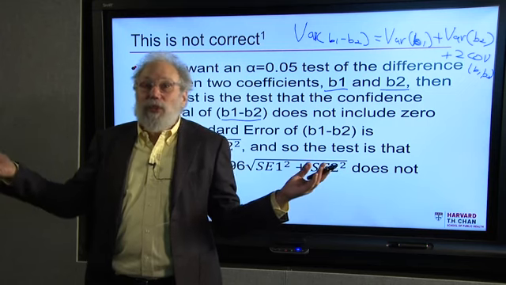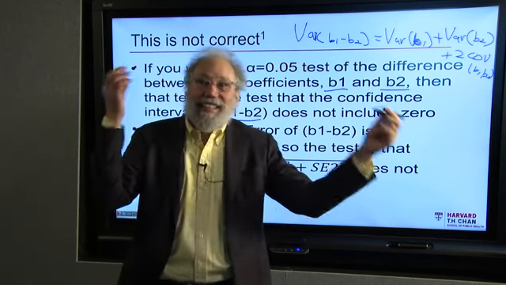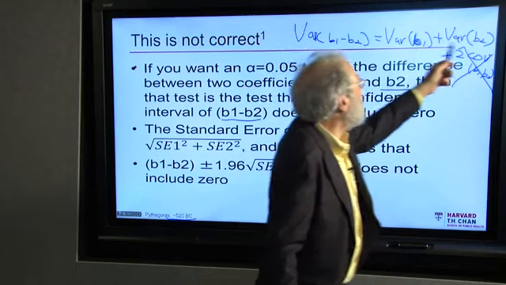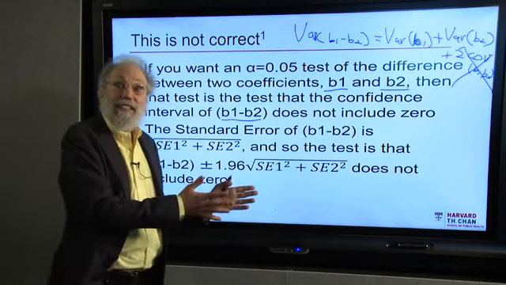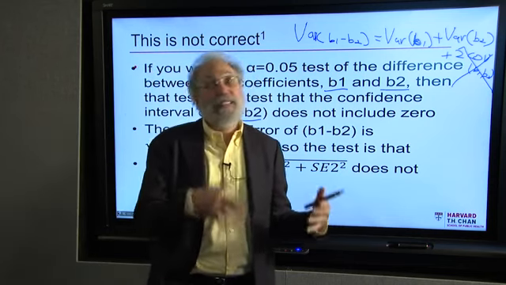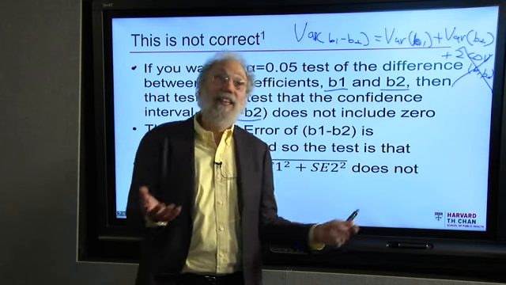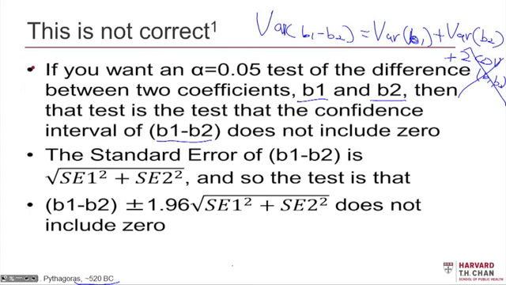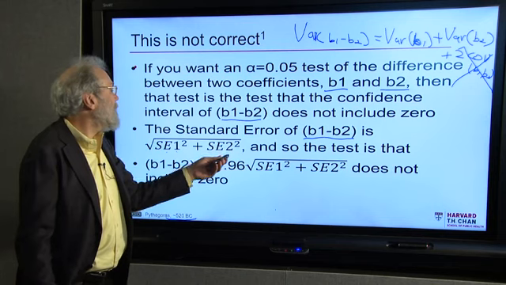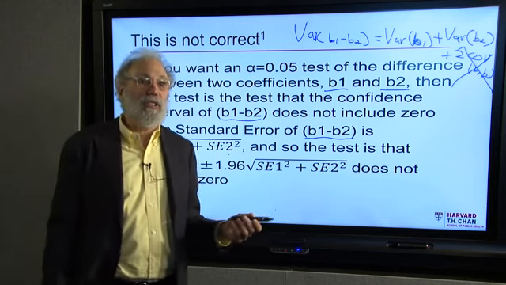But B1 and B2 were estimated in entirely different data sets. So they can't have any covariance. So the variance of the difference is just the variance of B1 and the variance of B2. And so the standard error is the square root of the variance. So the standard error of this difference is just the square root of the standard error of B1 squared plus the standard error of B2 squared.